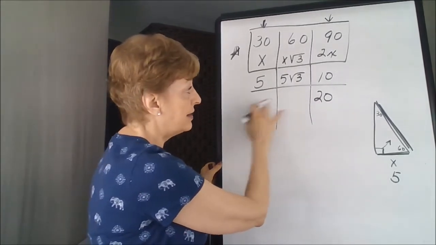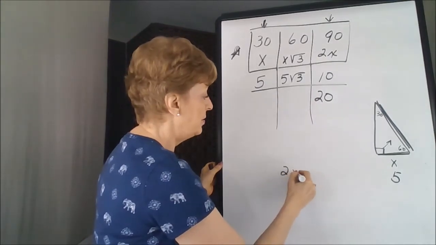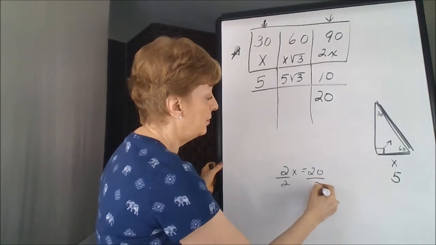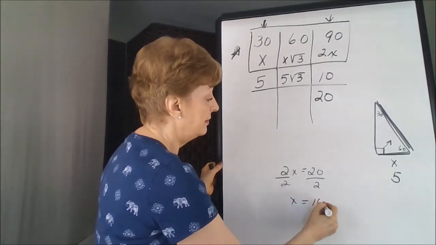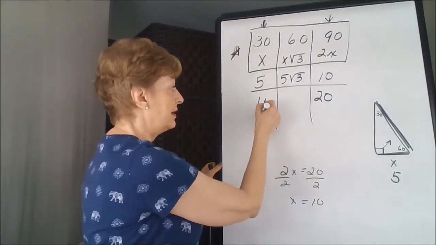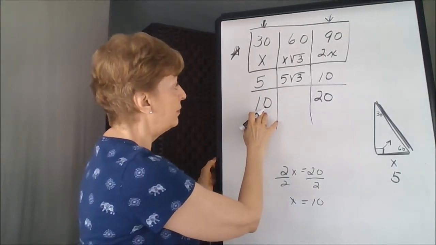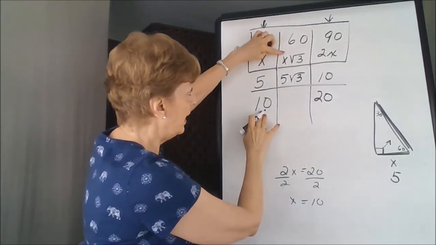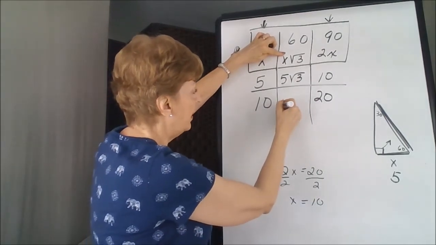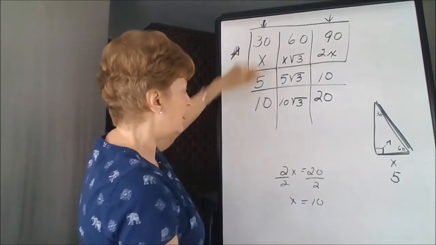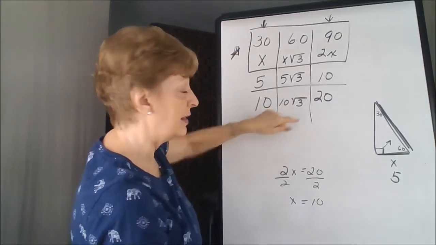If 2x is equal to 20, then x would be equal to 10. Again, that might be able to be done in your head. And once we get the 30-degree angle, we know x, we can put it right into this front part, radical 3. So 10 becomes the whole number, and then the radical just rides along with it.